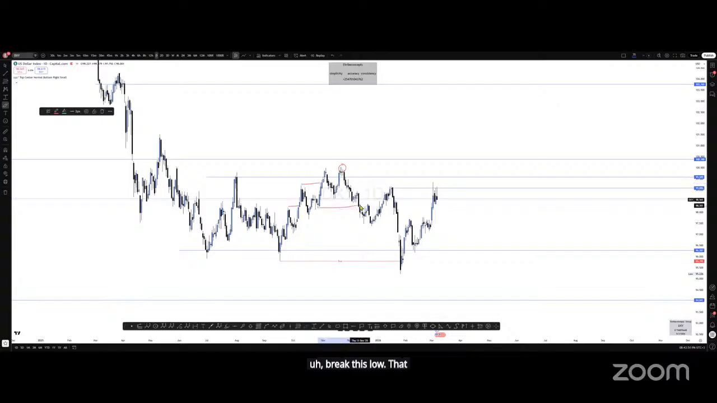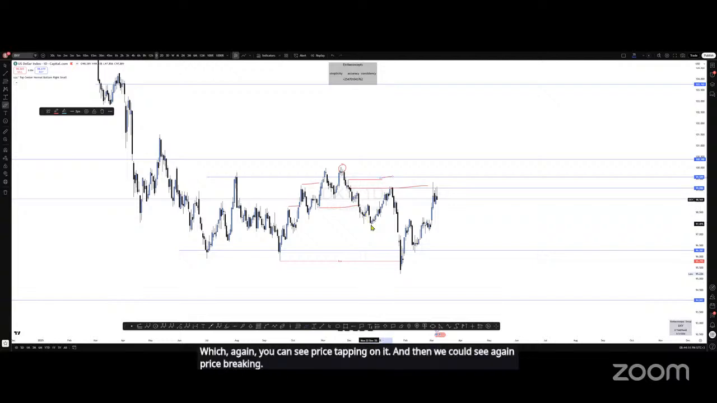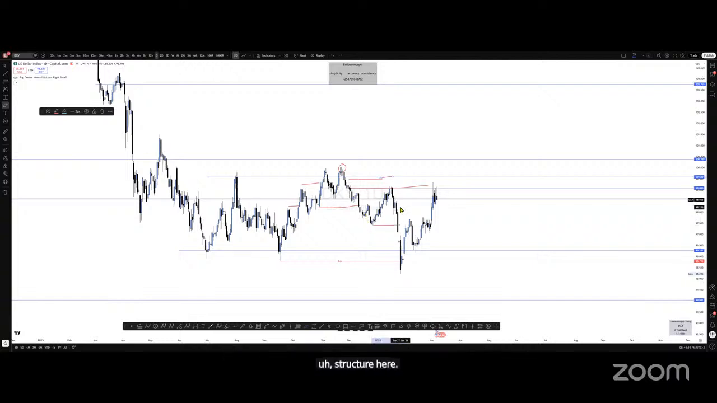That was a very nice transition, hence having a shift. That means we had a shift of price from being bullish to bearish. After the shift, we could see this market coming near this structure, which again, we can see price tapping on it. And then we could see again price breaking structure here. From the previous weeks, before Thursday and Friday, I think from Monday or Tuesday, price was coming to this level. And then during the NFP, you could see those reactions.